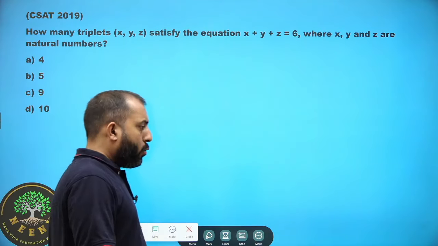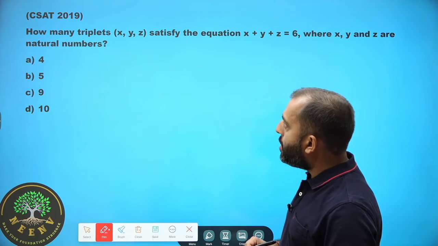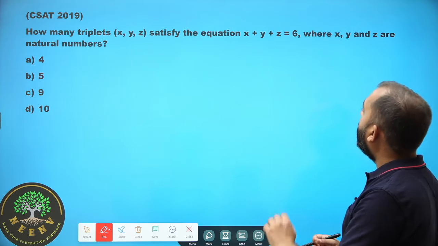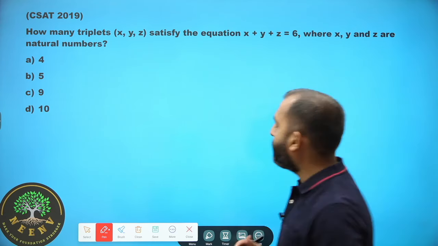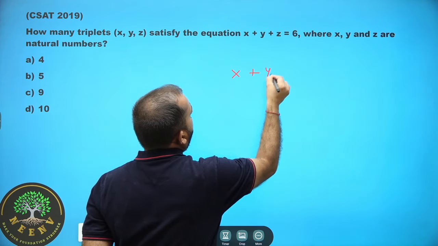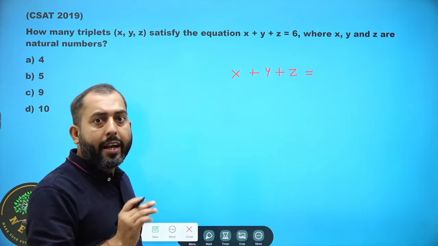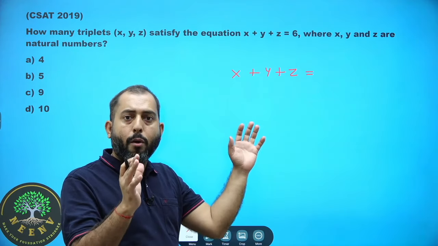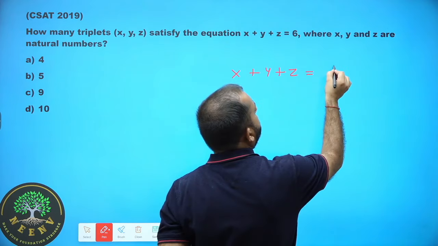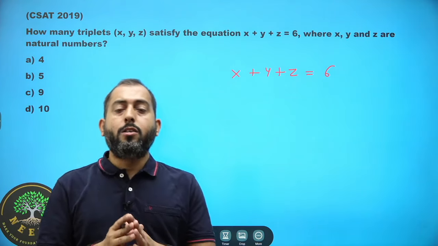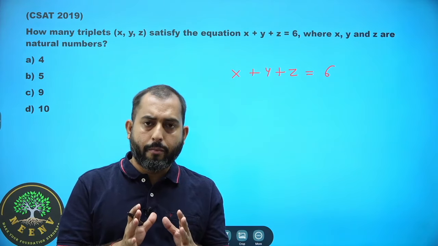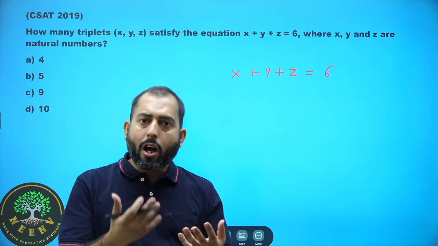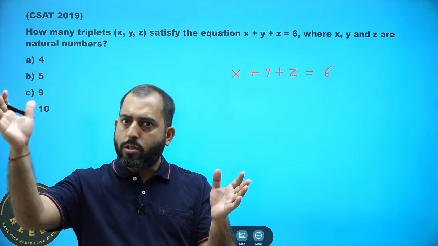Now, in this question, the examiner says, how many triplets x, y, z satisfy the equation x plus y plus z equals 6, where x, y, z are natural numbers? So, see, I have to assume a natural value for x, a natural value for y, a natural value for z, such that the sum of these three natural values is equal to 6. Okay, so what are natural numbers? Numbers that start from 1, or in other words, all counting numbers that start from 1 and go till infinity.